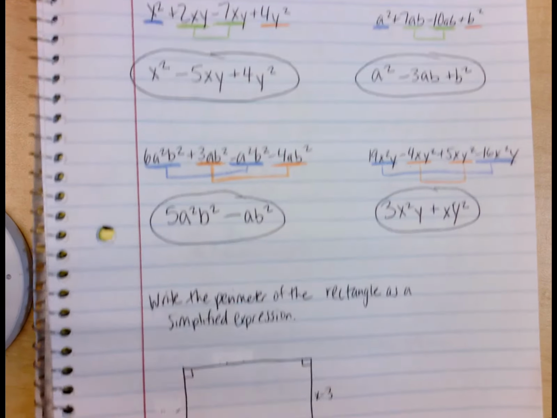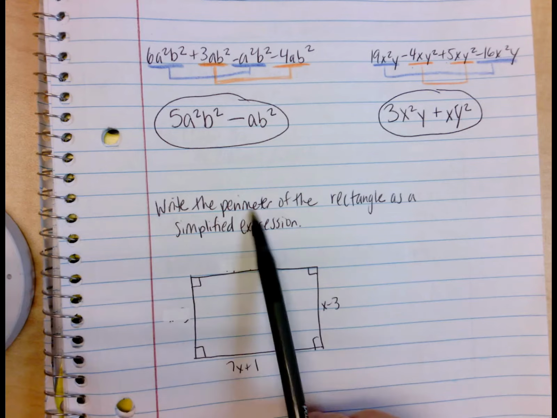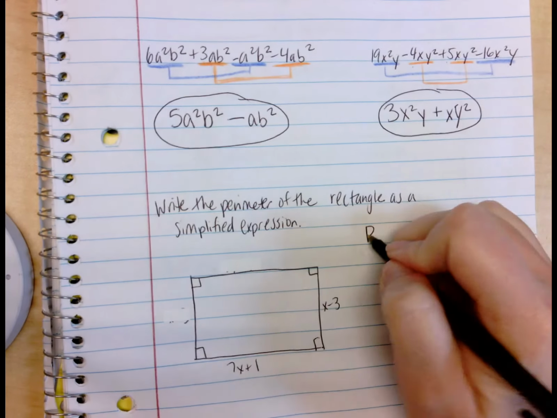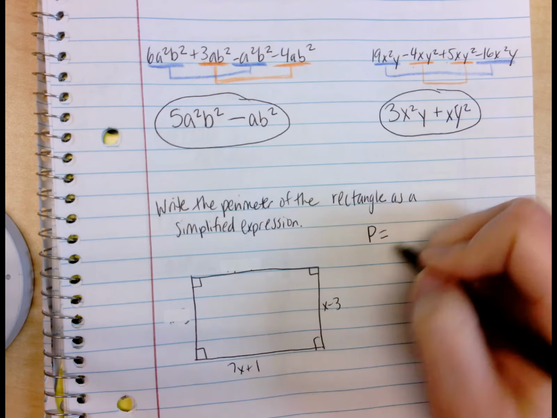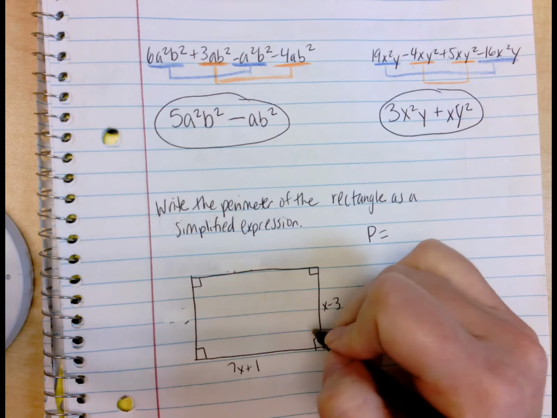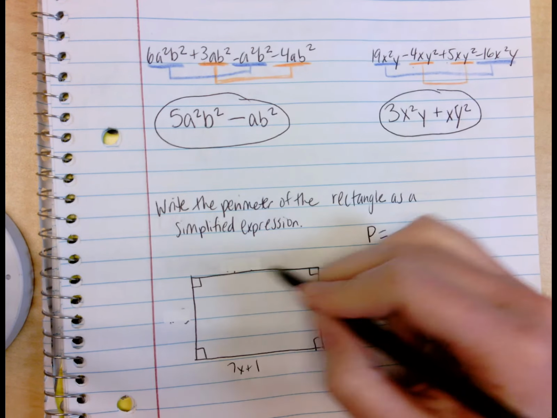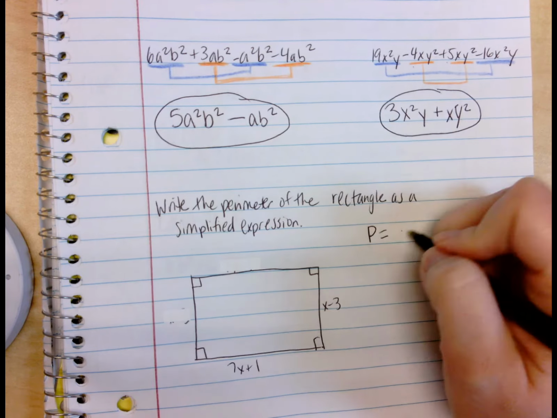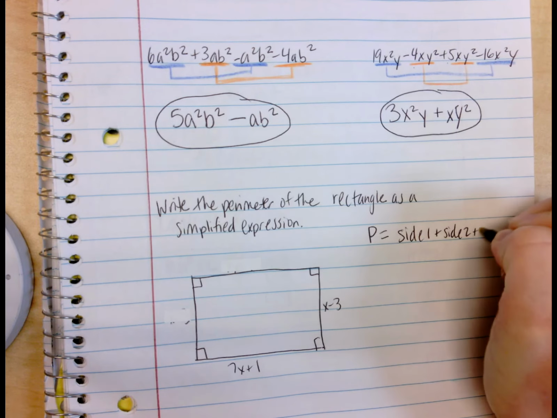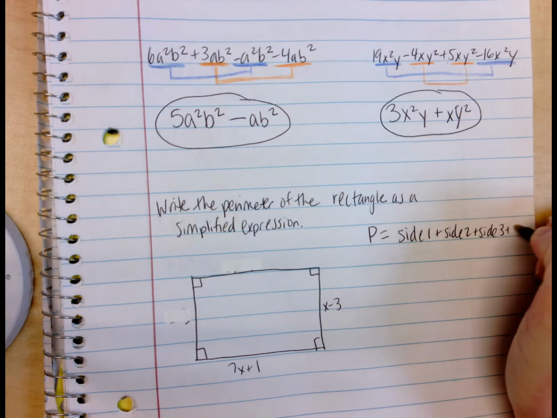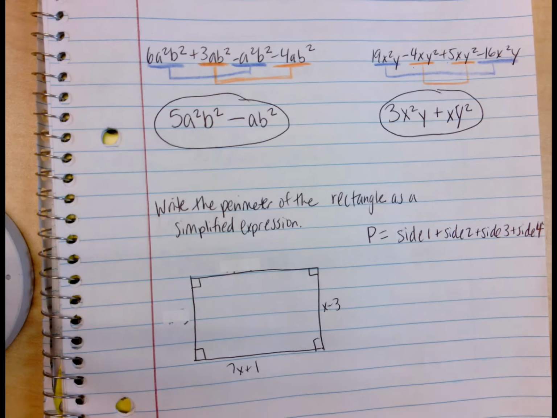Okay? All right, one last question, and this is just kind of using what we know. So we're talking about perimeter. Remember that perimeter is the distance around the outside of a shape. All right, and so we find it by adding all the sides together. So a rectangle has 4 sides, so it would be side 1 plus side 2 plus side 3 plus side 4. Okay, that's how we would find the perimeter.